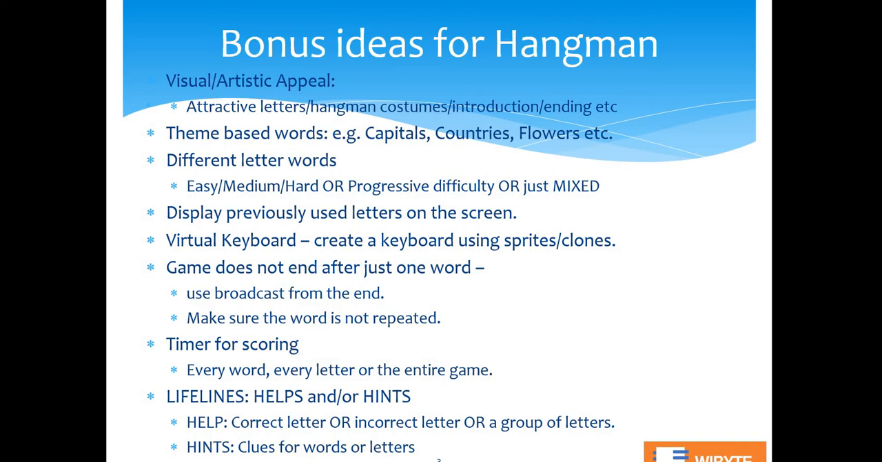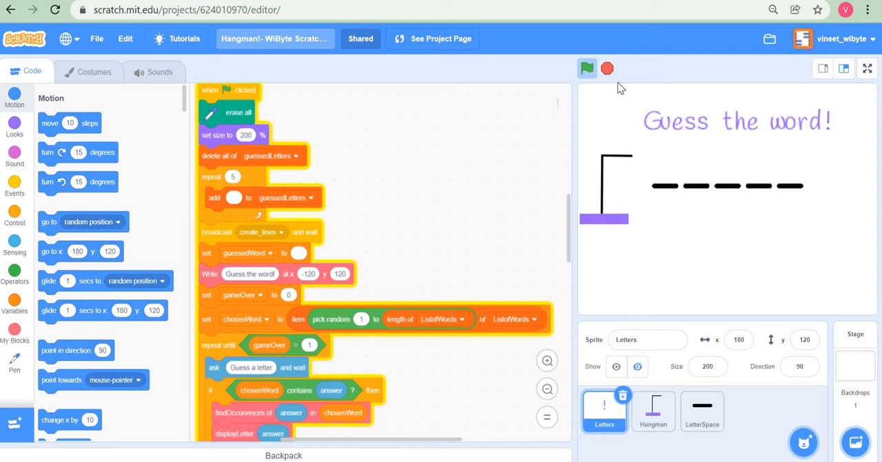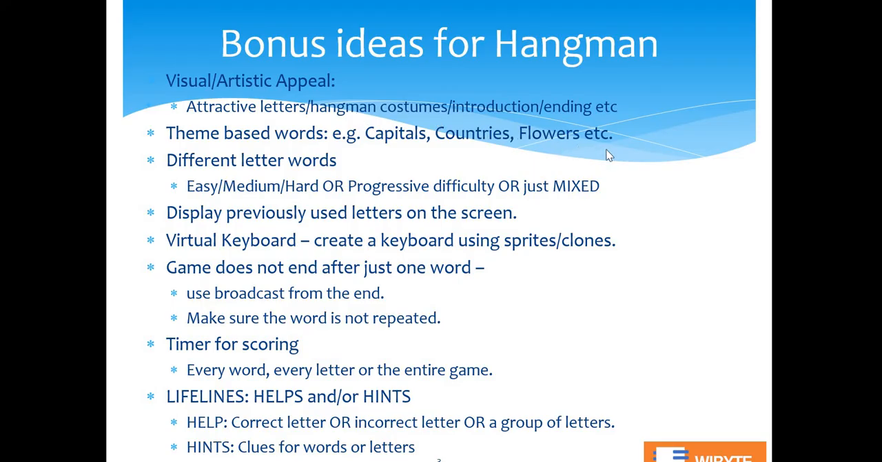Now, the first thing I can mention is that you can make your game visually as well as artistically appealing. So, for example, attractive letters, Hangman costumes, introduction, ending, and so on and so forth. Let's just see it with respect to our class game. It's kind of very simple. There's a text that is displayed here. The letters are a certain font. Hangman is also very simply done. There's not much music and stuff, but you can do differently than this. You can make it much more attractive, and definitely that's a bonus idea.